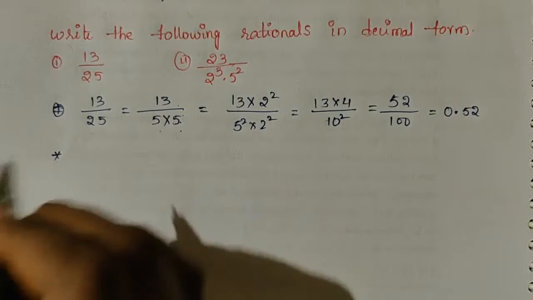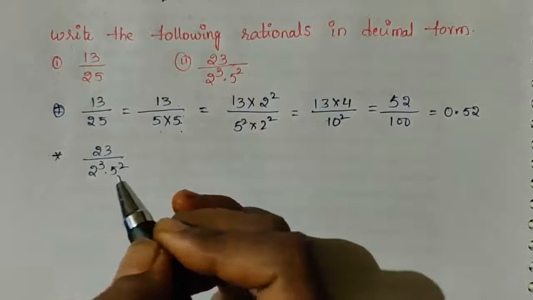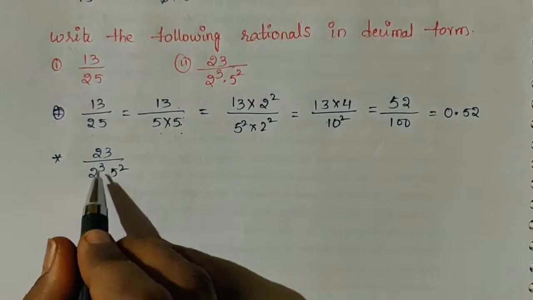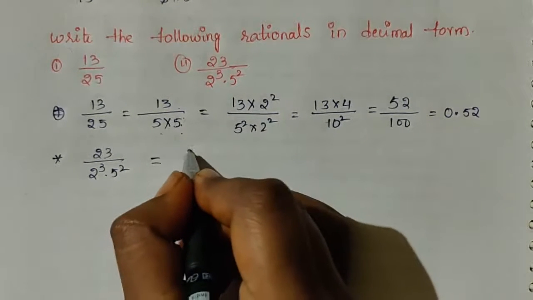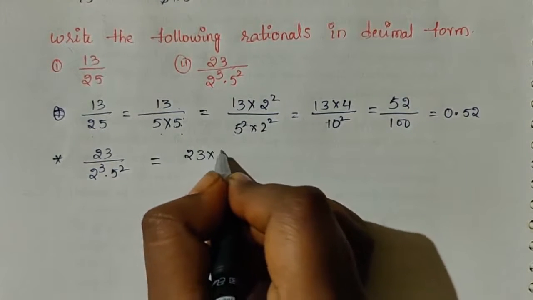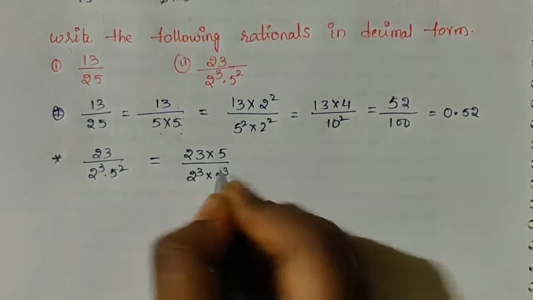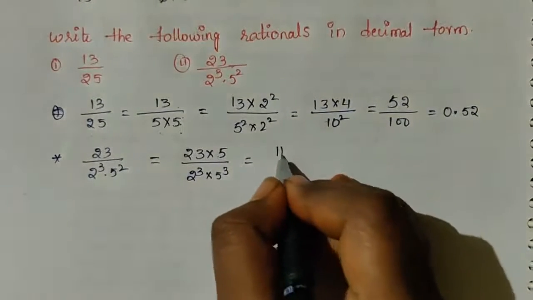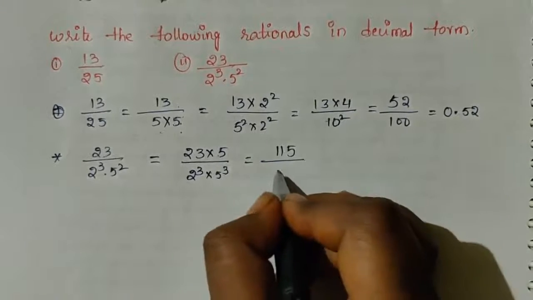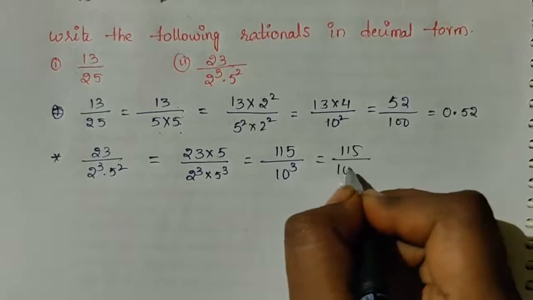And the next problem is 23 upon 2 cube into 5 square. Here in the denominator we have 2 power n and 5 power m form, but those powers are not equal. To equalize the powers, I am multiplying and dividing it with 5. So we will get 2 cube into 5 cube. 23 into 5 is 115, and in the denominator we have 10 cube. Okay. So 115 upon 1000.